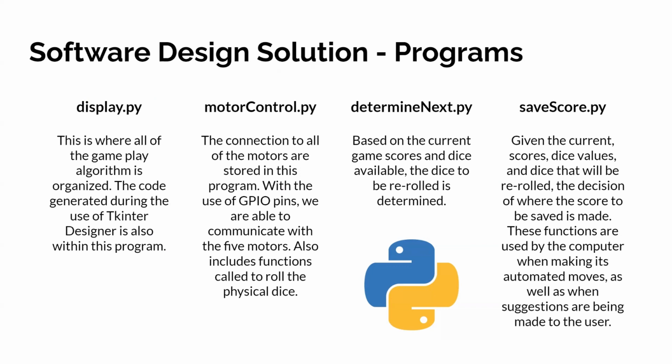With the use of GPIO pins, we are able to communicate with the 5 motors. Determine Next decides which dice to re-roll based on the current game score and the dice that are available. The functions in this file are used by both the computer and for the user when suggesting moves. Save Score selects the best place to output the score given the current scores, dice values, and the dice that will be re-rolled. The functions in this file are also used by both the computer and the user.